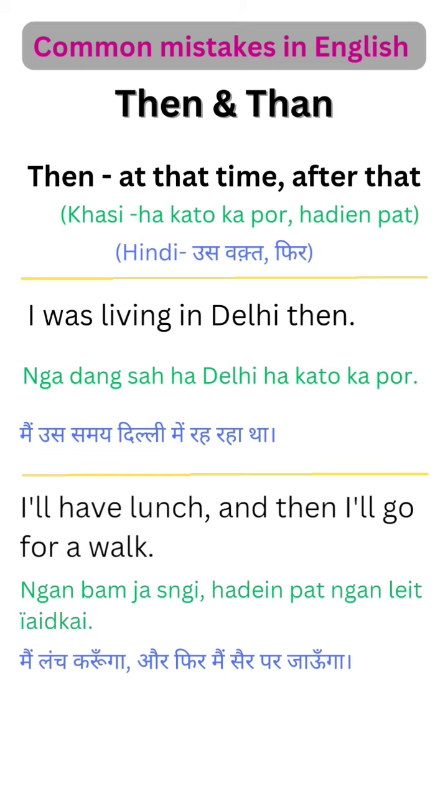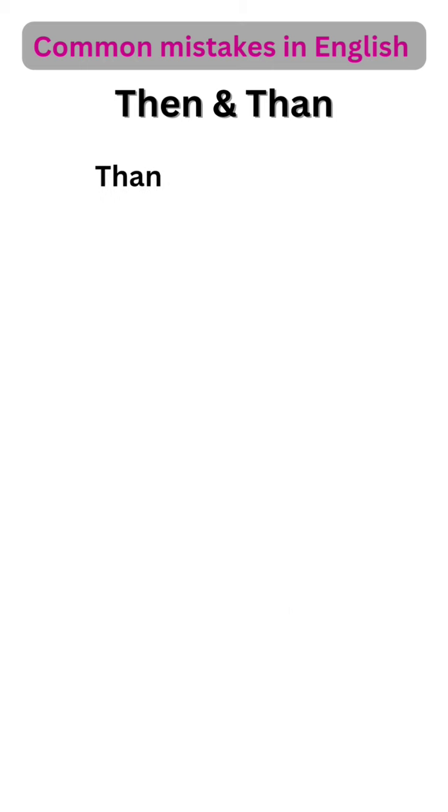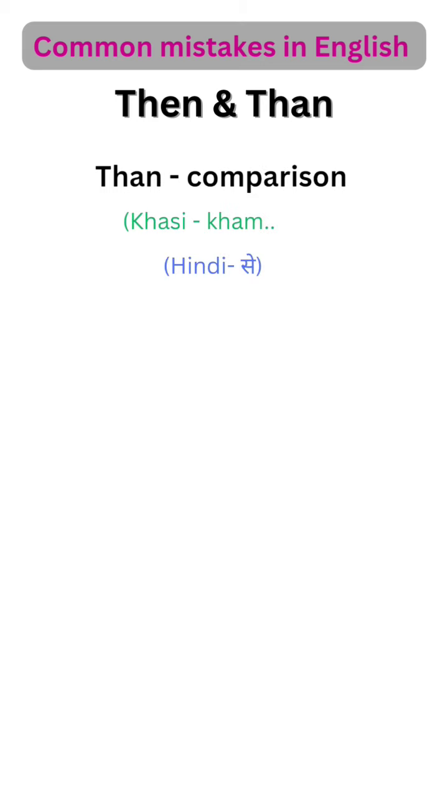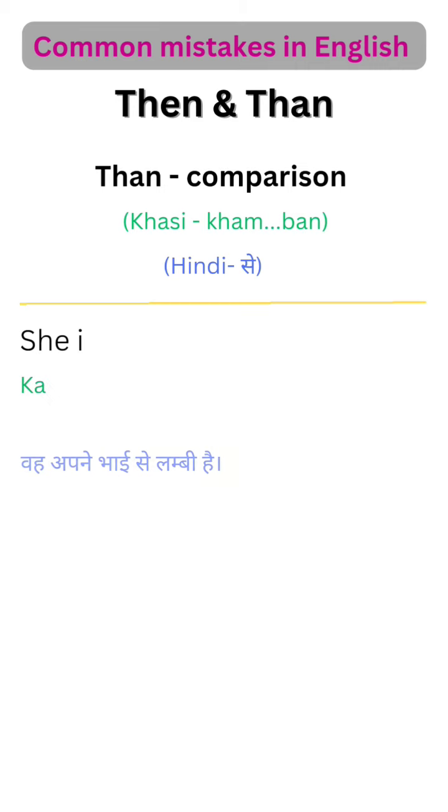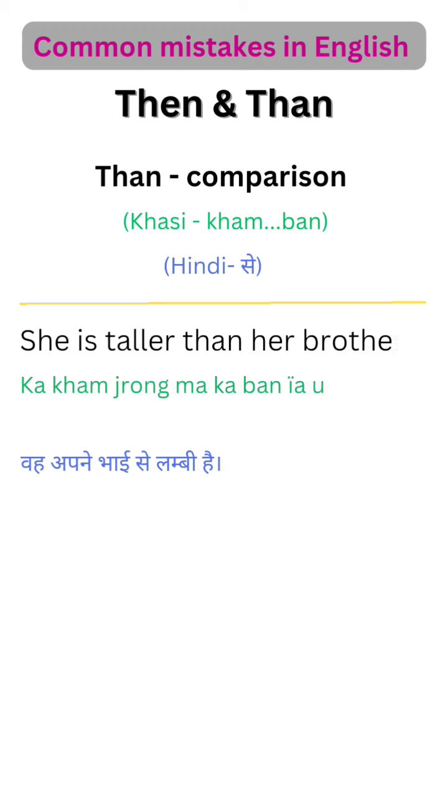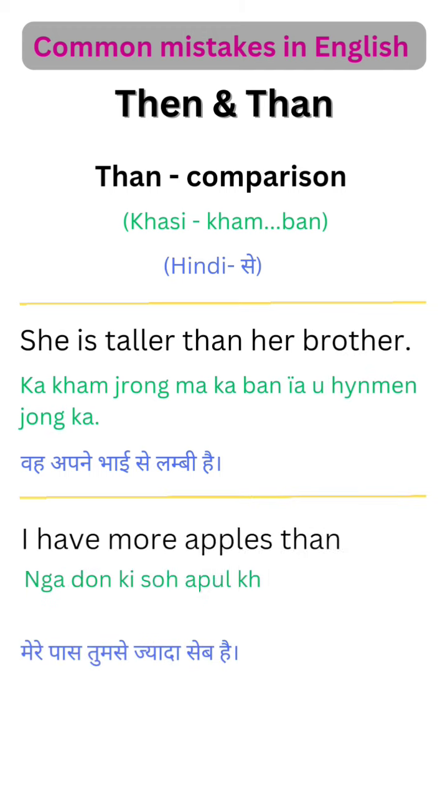Now, let's find out how do we use than. Than is used for comparison or to compare people and things. Let's use than in an example. She is taller than her brother. Let's use one more example. I have more apples than you.